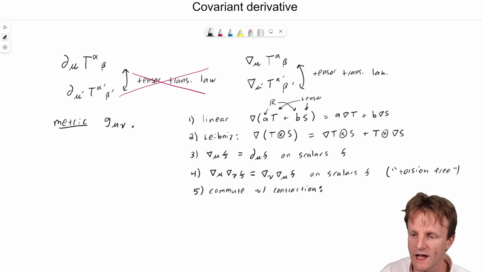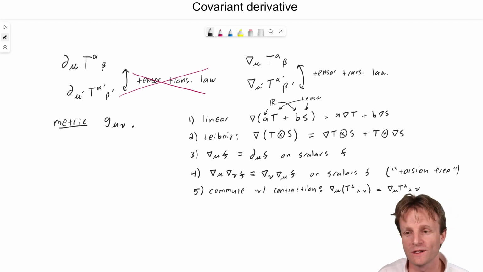So commute with contraction means if you had some tensor and you were taking its derivative first, then contracting, it should be the same as contracting and then taking the derivative. So the fact that we can drop the parentheses here is this hidden property, commute with contraction, that we're going to make sure our derivative operator imposes.